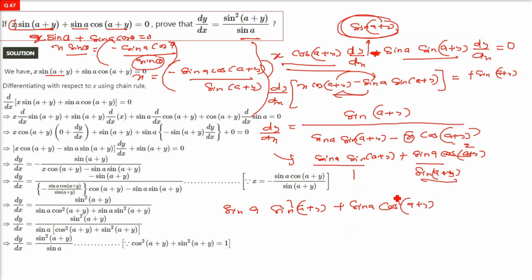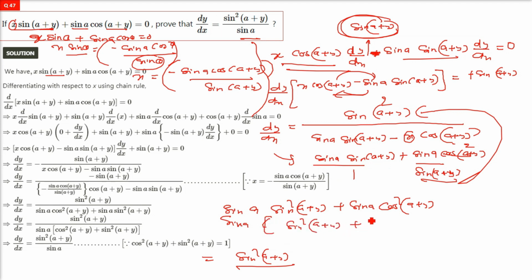Since it is in the denominator of a denominator, it will go in the numerator. It will be sin square (a plus y) divided by, see, so what do you get? Sin a, if we take common, it will be sin square (a plus y) plus cos square (a plus y).